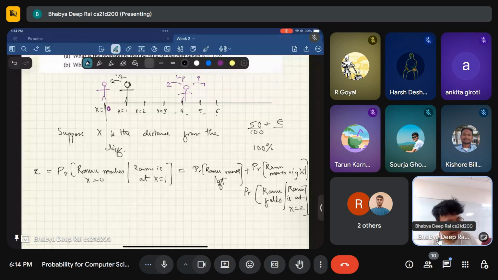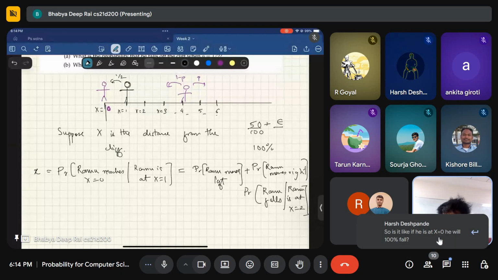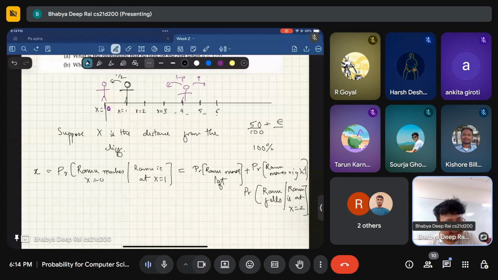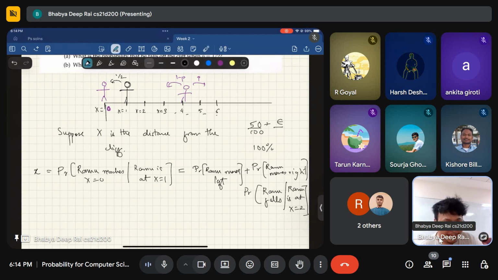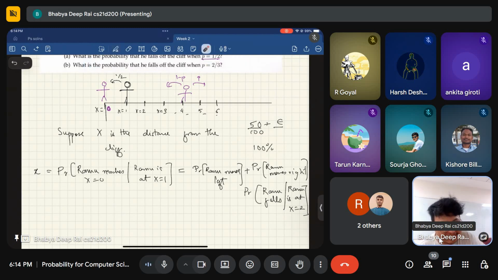I hope everything is clear. So if he has x equals 0, he will 100% fall. That is the final answer. So finally, that is what we want to show: if he is at x equals 1, then he'll definitely fall. But for now we don't know how to get to that. We are slowly working towards the problem, but at least this much is sure, that with at least half probability he'll definitely fall, because with half probability he's moving left and therefore falling. So this is that half.